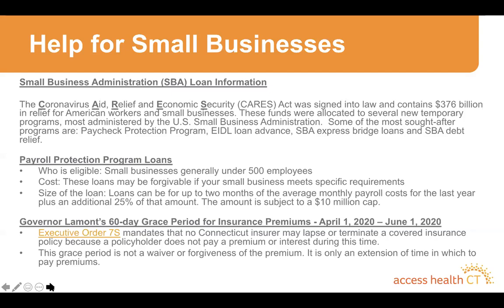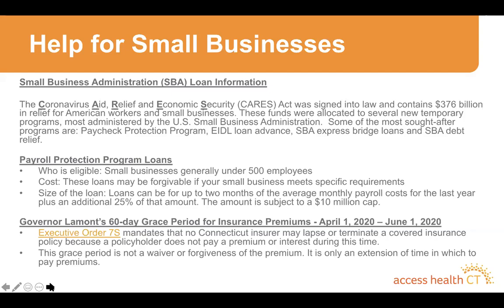Paycheck Protection Program loans. Who is eligible? Small businesses, generally under 500 employees. The cost of these loans may be forgivable if your small business meets specific requirements. Loans can be for up to 2 months of the average monthly payroll costs for the last year, plus an additional 25% of that amount. The amount is subject to a $10 million cap.